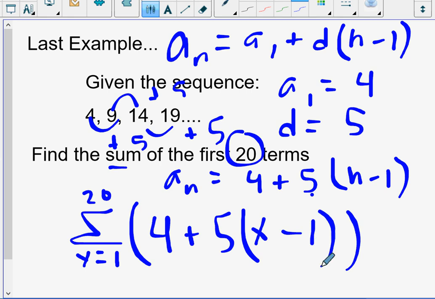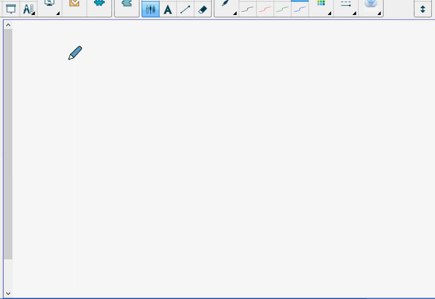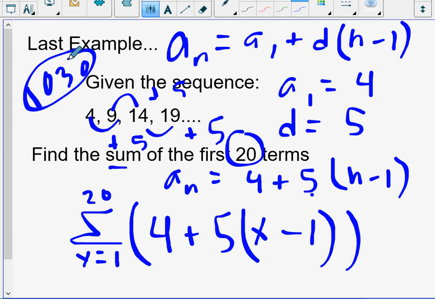And if we pop that into our calculator, we get, I got 1030. Is that what you got? We get 1030. I'm just going to write it up here because I am out of space. And that's our answer. All right, so that's your review of sigma. You have a Delta Math that goes with this. Go give it a try.